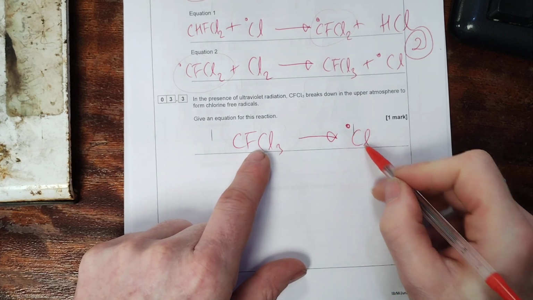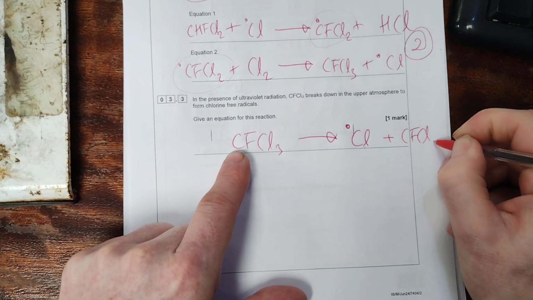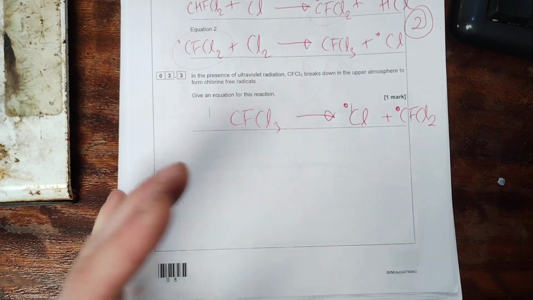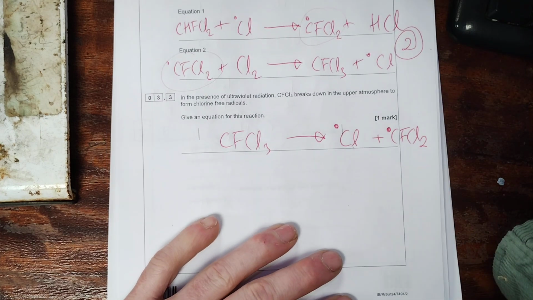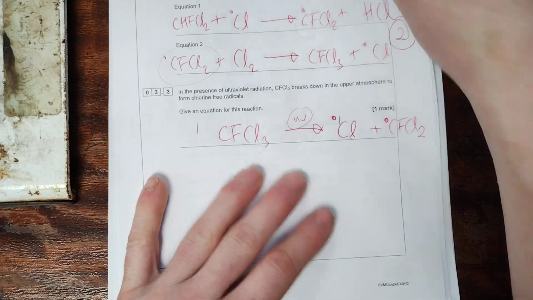So if a Cl, chlorine free radical, drops off, that must leave CFCl2, and that will also be a radical. So that's like an initiation step. In your notes, look at CFC's initiation. This is in the presence of UV. You didn't have to write UV there.